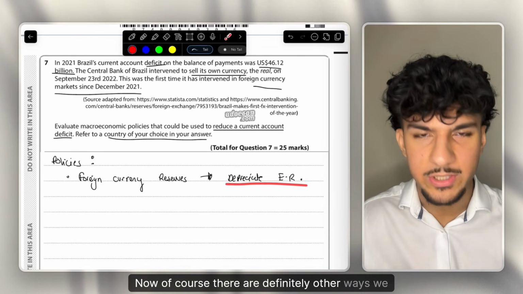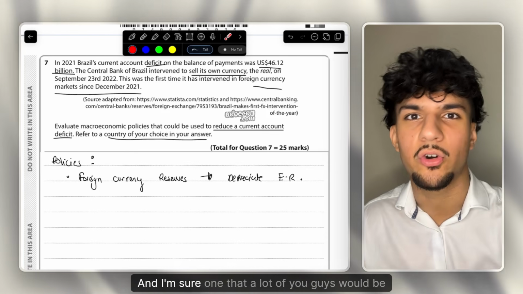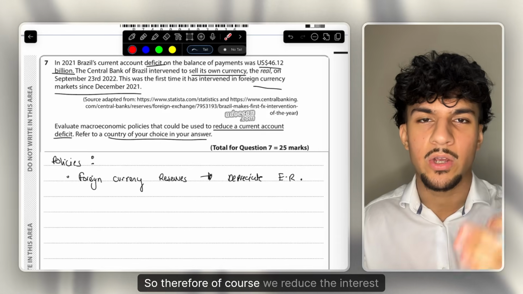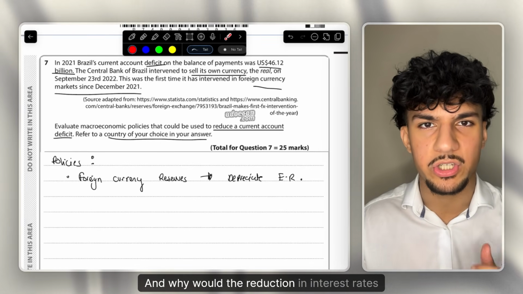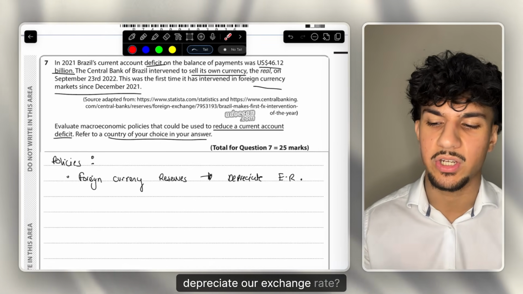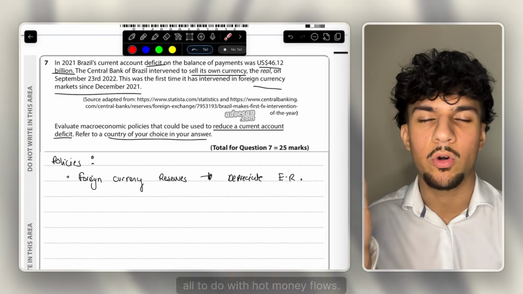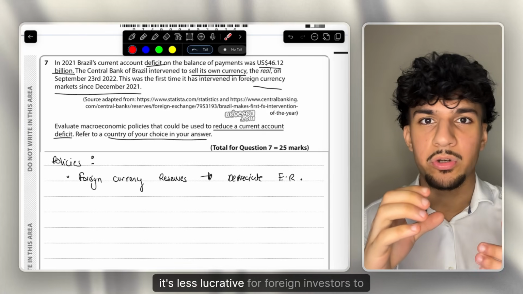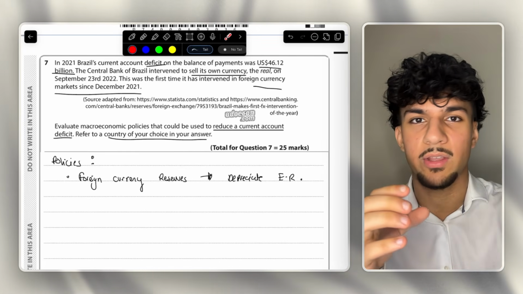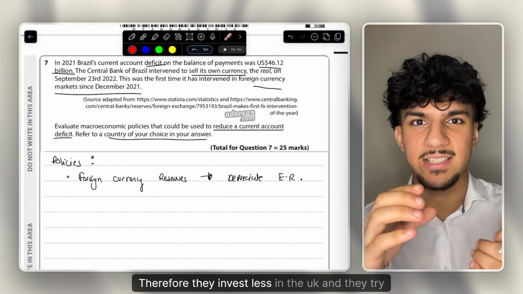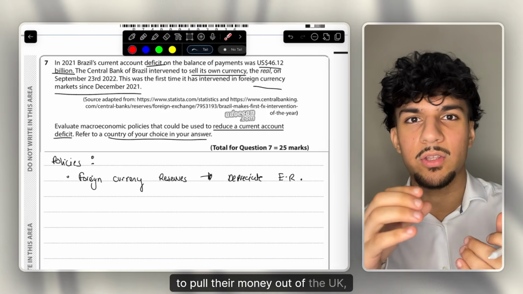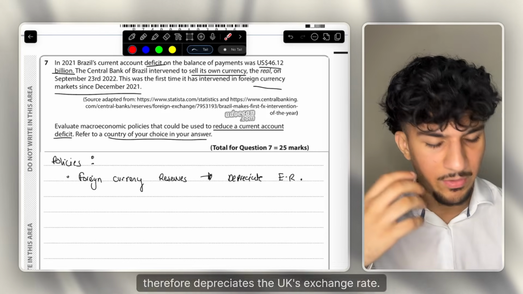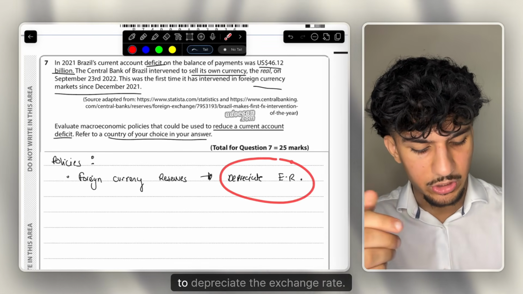Now of course there are definitely other ways we can depreciate the exchange rate, and I'm sure one that a lot of you would be thinking of is expansionary monetary policy. Therefore we reduce the interest rates. And why would a reduction in interest rates depreciate our exchange rate? Since a reduction in interest rates is all to do with hot money flows, as with reduced interest rates, it's less lucrative for foreign investors to invest in, for example, the UK. Therefore, they invest less into the UK and try to pull their money out of the UK. Therefore, this increases the supply of pounds and depreciates the UK's exchange rate. That is definitely another policy you can use to depreciate the exchange rate.